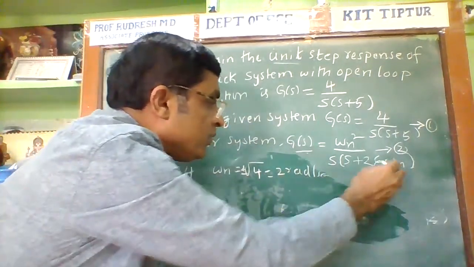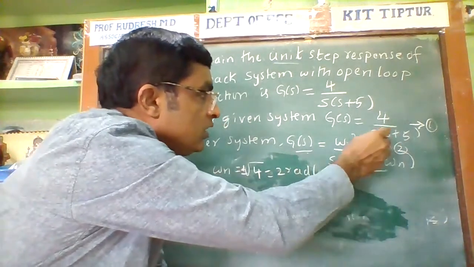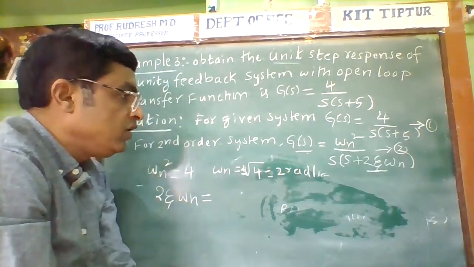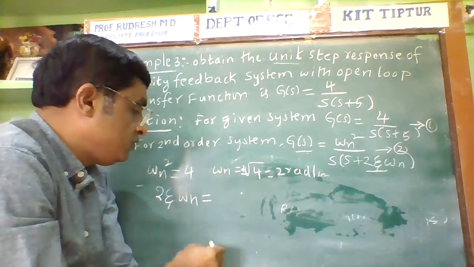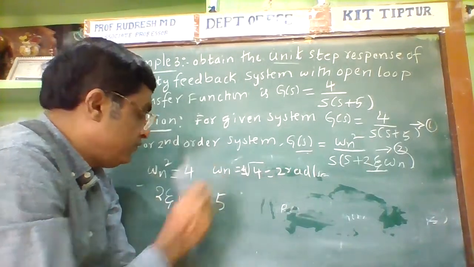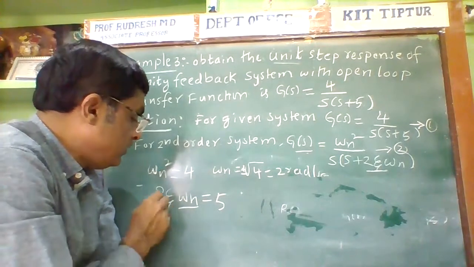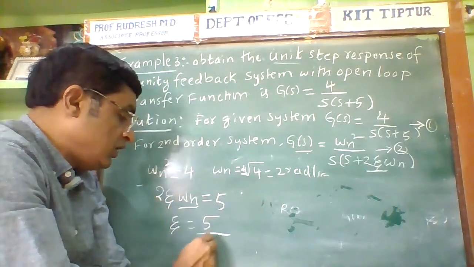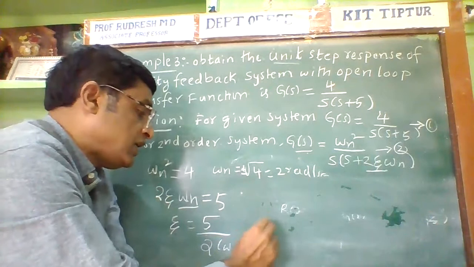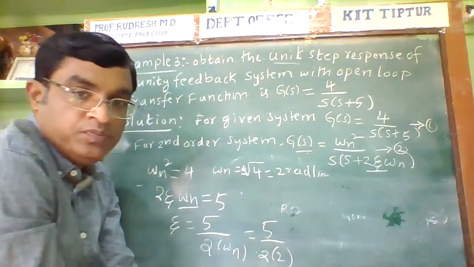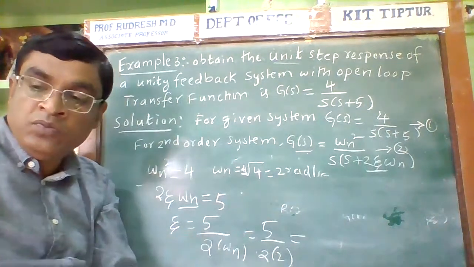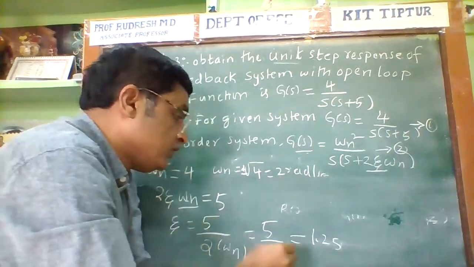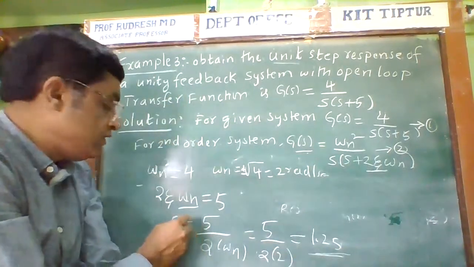Similarly, 2 zeta omega n is equal to 5. Since omega n is calculated, zeta value is equal to what? Zeta is equal to 5 divided by 2 into omega n, which is 5 divided by 2 into 2. That is equal to 1.25. So 1.25 is the damping ratio. Zeta is called the damping ratio.